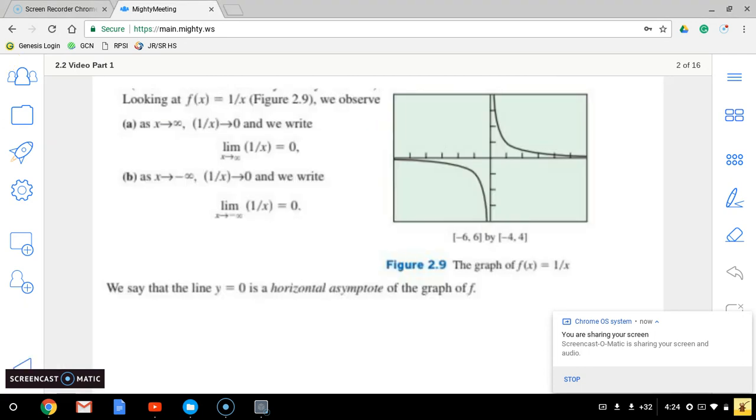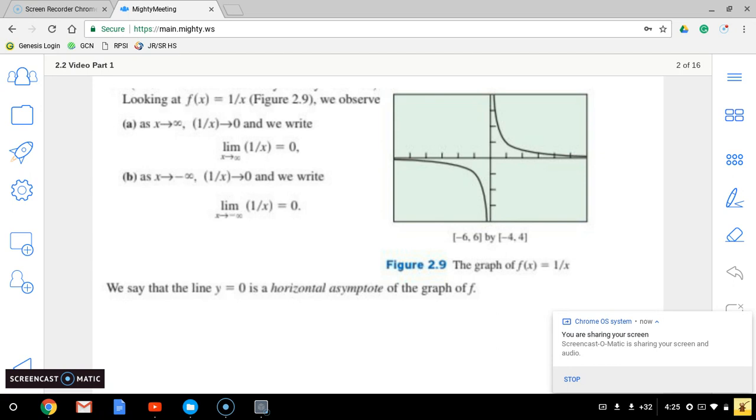Looking at f of x equals 1 over x in this figure to the right, as x approaches infinity, so as we're going to the right on our x-axis, our function 1 over x is going towards 0. So we say that the limit of 1 over x as x approaches infinity is equal to 0. And as x approaches negative infinity, or we're going to the left, 1 over x is also approaching 0. So we write the limit of 1 over x as x approaches negative infinity is also equal to 0.